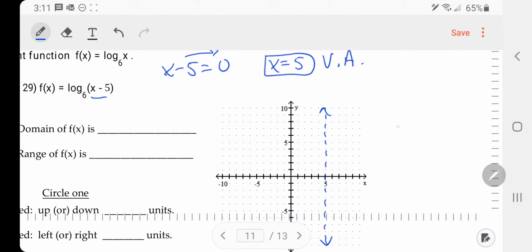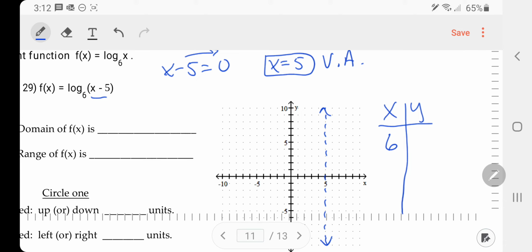And let's make a little table of values. I have a feeling that x is going to have to be bigger than 5. So what's a number bigger than 5? 6, maybe? And then we're going to use our calculator to calculate the values. With the Casio FX-115ES Plus, it's real easy to do log base 6 of 6 minus 5, which is 1. In fact, you don't even need a calculator for that.